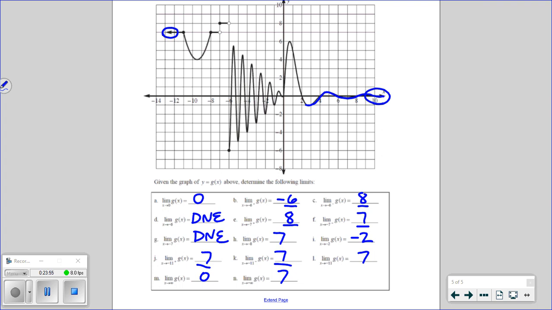All right, guys. Hopefully this helped you a little bit with evaluating limits graphically. We'll definitely practice this in class, and I think you'll find that it's actually pretty easy.